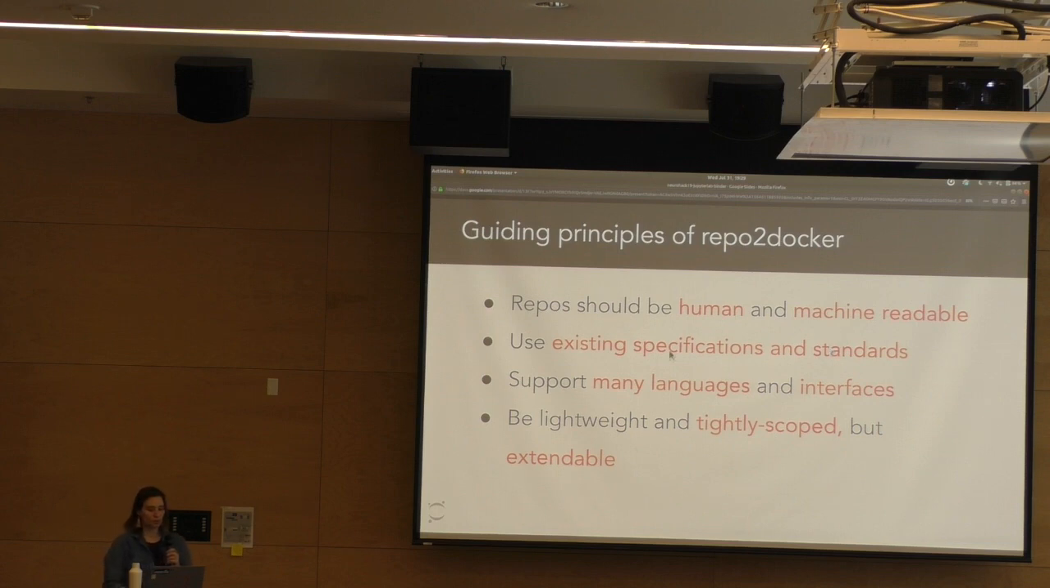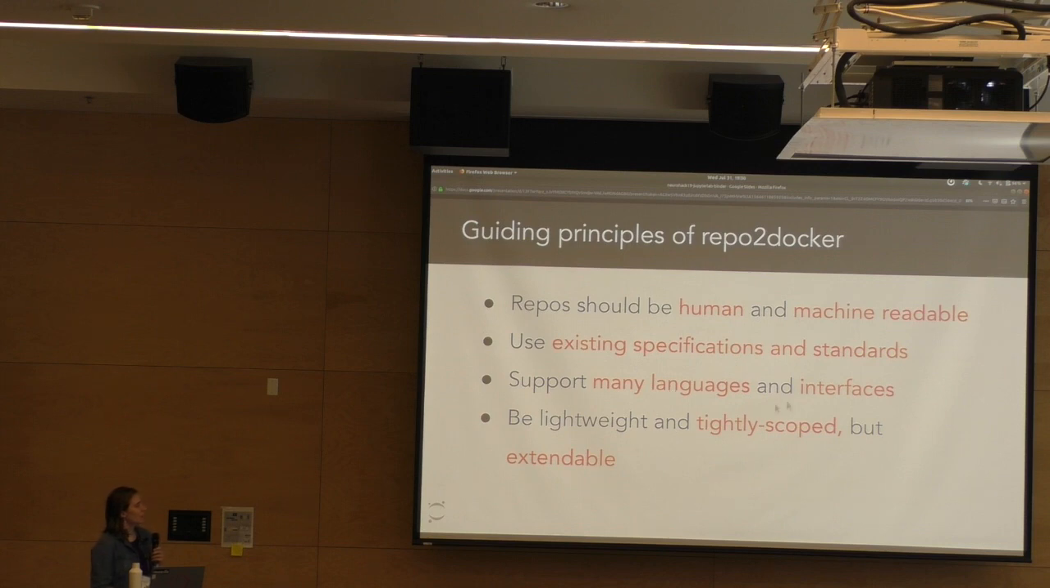The other thing is, if you can, try not reinventing the wheel. This is always good advice for hackathon projects, and I think software in general. There's a lot of really amazing specifications and standards that we can draw on and use, and that's exactly what Repo to Docker is using here. They were like, we don't need to make a whole new containerization thing. Docker does that really well. What can we take and use in our own work?